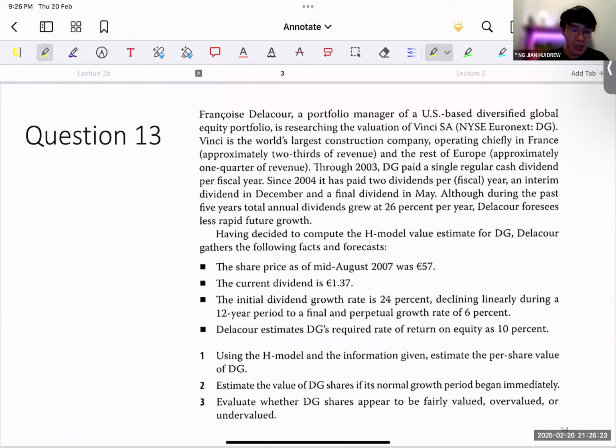So we have this portfolio manager researching this firm called Vinci SA. So Vinci is the largest construction company. It operates in France, approximately two-thirds of revenue, and the rest of Europe, one quarter of its revenue. They pay regular cash dividends. Okay, regular cash dividends. Since then, it has paid two dividends per fiscal year, interim in December and final in May. Although the past 5 years, the annual dividend grows 26% per year. Okay, we know a growth of 26%.